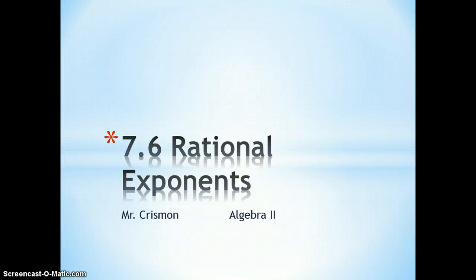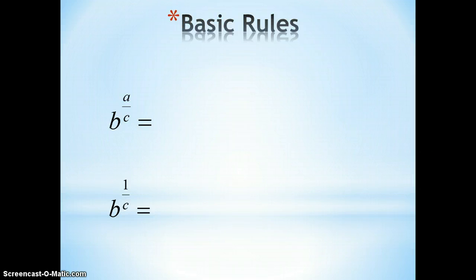Welcome to 7.6 Rational Exponents. We're going to start with some basic rules. These rules will go both ways. So we might be given something that looks like this, a base raised to a fractional exponent. And here's what we're going to do with it. We're going to keep the base b. We're going to take our top exponent and put it inside. The lower exponent, c, will be our index.